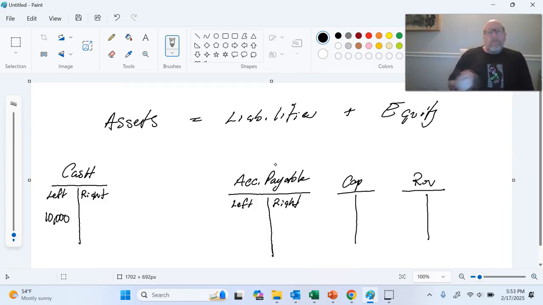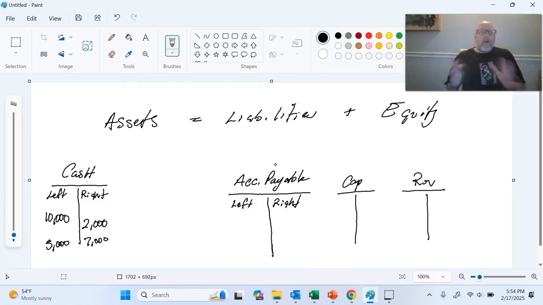So if I used $2,000 to purchase supplies, I would show the use of cash on the right side of the accounting equation. Then maybe I sell some services to a customer. They pay me $5,000 in cash. I would show the 5,000 on the left. Then I could use some more cash. Maybe I could buy some land. Let's say I spend 7,000.